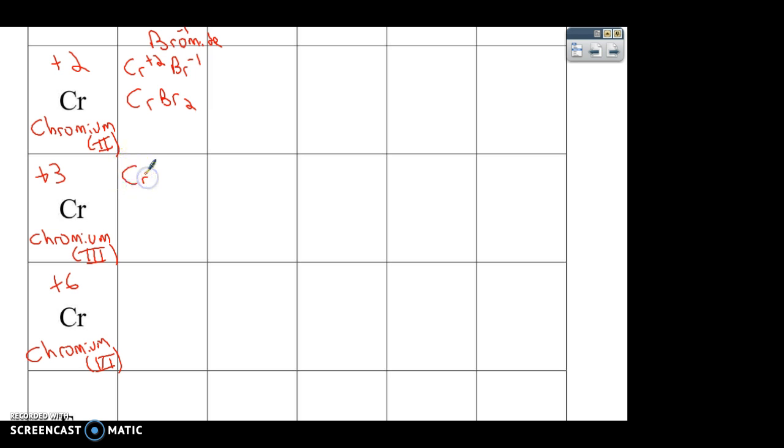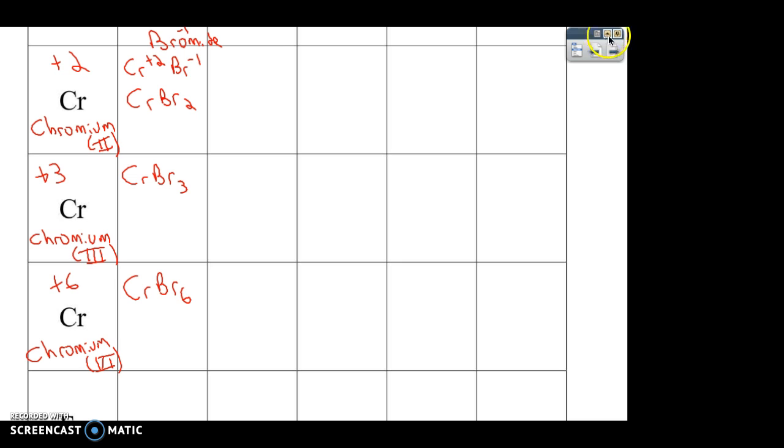So the next one down, you would get CrBr3. Chromium 3 bromide. And the next one down would be chromium 6 bromide. So you get CrBr6. Make sure you pay attention to the metals if they are multivalent.